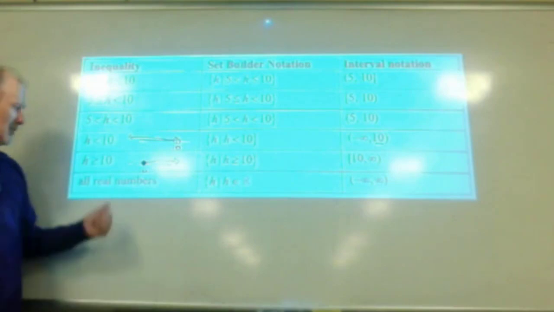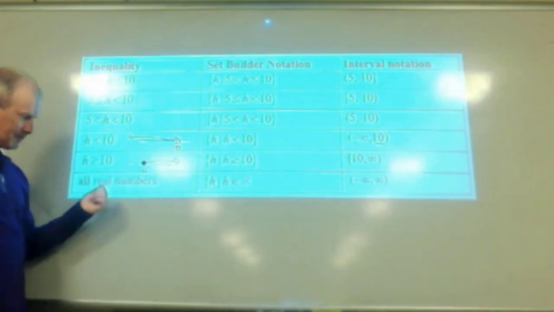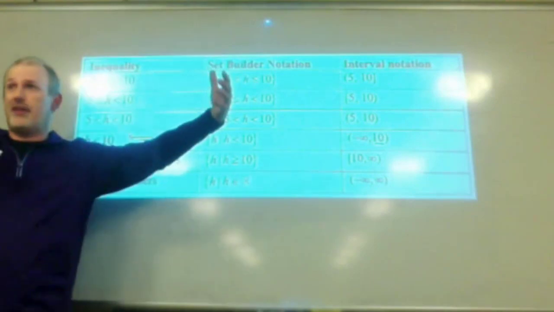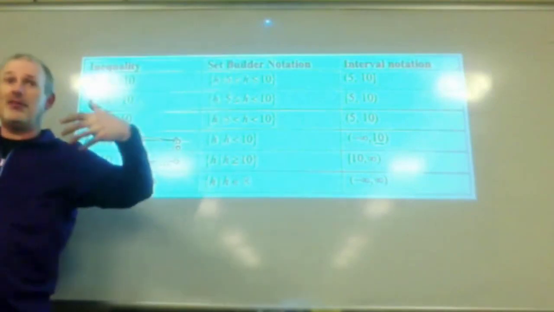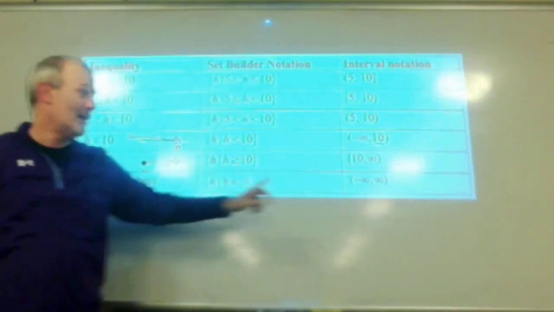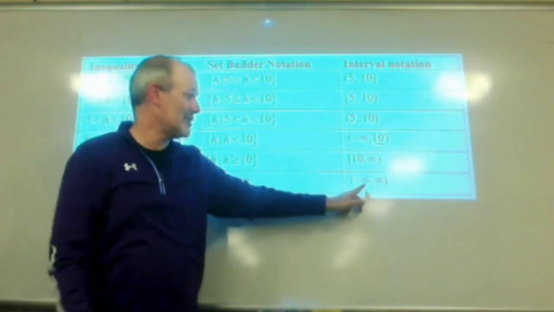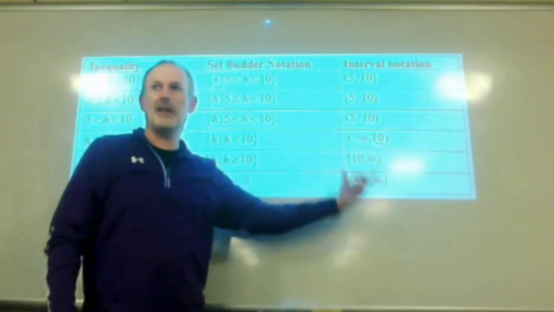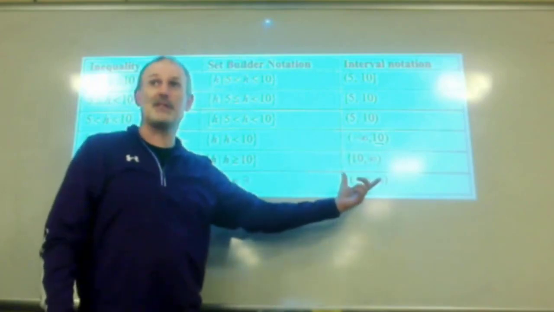And then the last one, all real numbers. That means you want to include everything to the left and everything to the right forever. So you have no boundary on the left and no boundary on the right. The way they write that in interval notation is negative infinity to positive infinity. And again, infinities always get parentheses, so they both get parentheses.